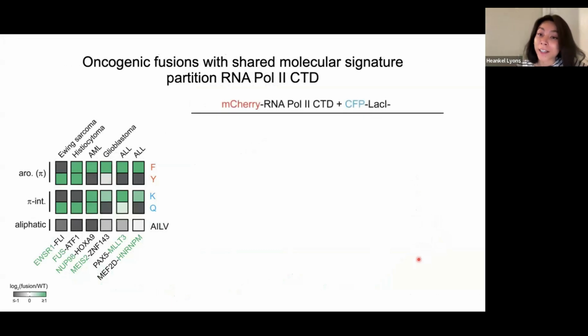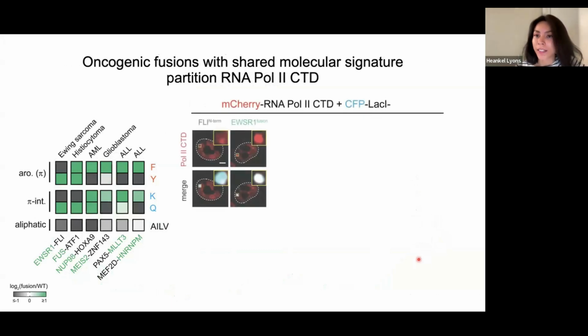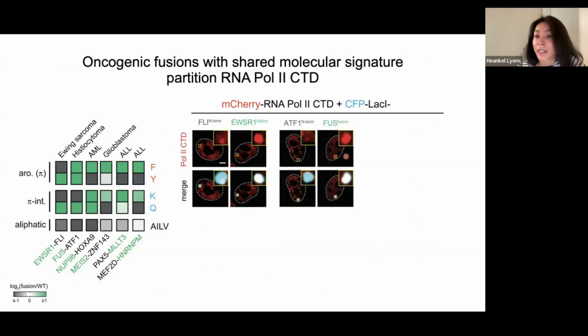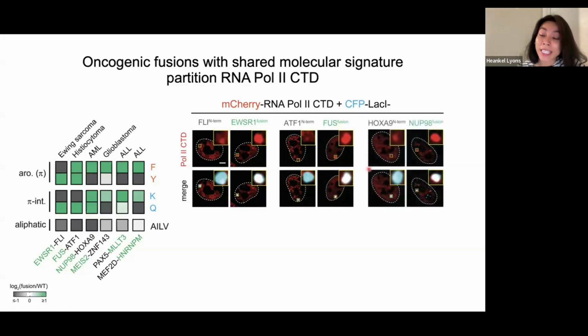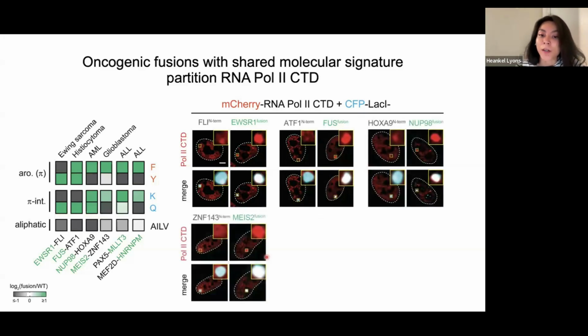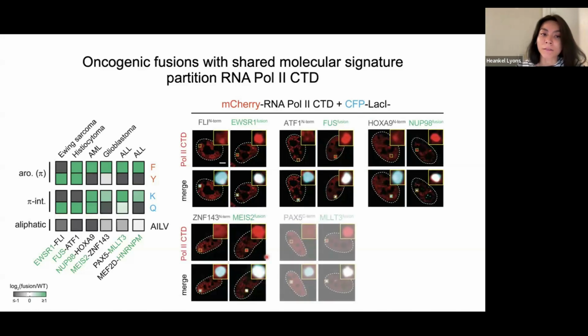I tested them with mCherry RNA Pol II CTD, again in the Lac array system. And this time I'm showing you the protein region they substitute in the transcription factors, in this case, FLI1 N-term. And then I'm showing you the fusion. So in this case, EWSR1. So you can see the fusion, again, is partitioning the RNA Pol II CTD. And this is true for FUS, NUP98, and for a few other oncofusions I tested from glioblastoma and leukemia.